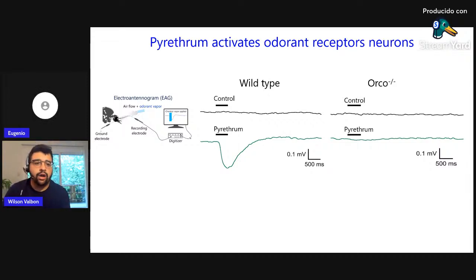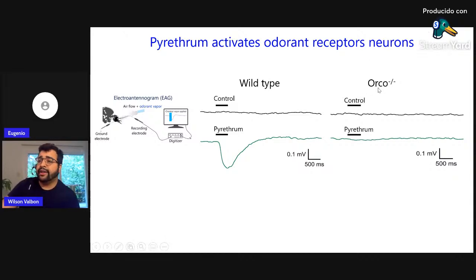Okay, let's go back to EAD. Now we delivered the pyrethrum vapor to wild type mosquito and Orco mosquito. Here you can see, I showed this before, when you apply pyrethrum, there is a deflection of the signal. And when you apply pyrethrum to Orco mosquito, nothing, which means they are not smelling. And very likely it's only odorant receptor mediated.